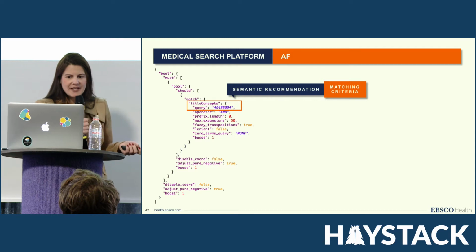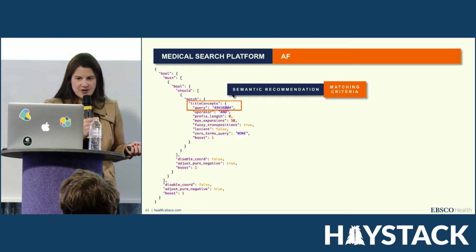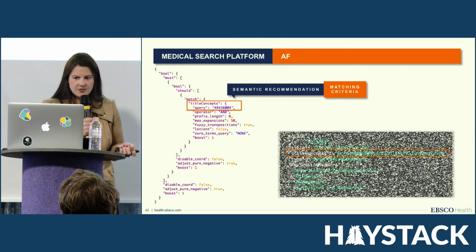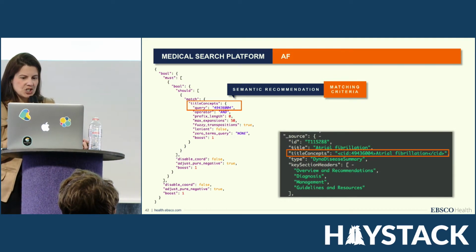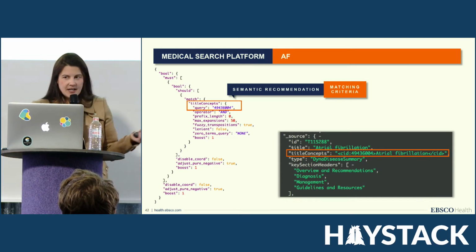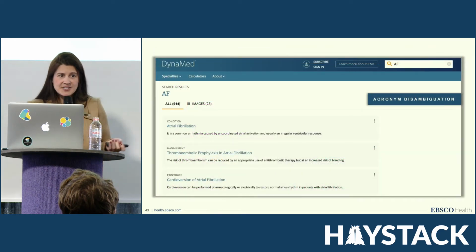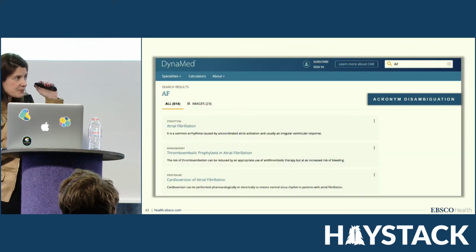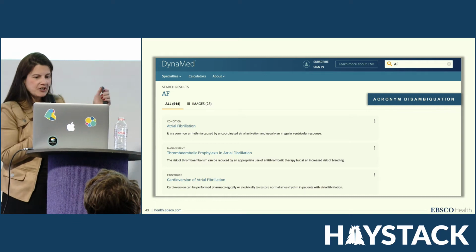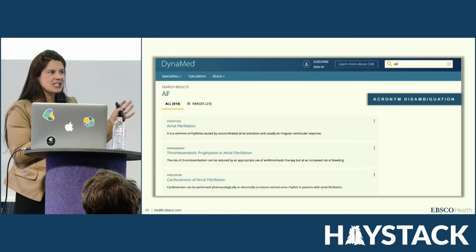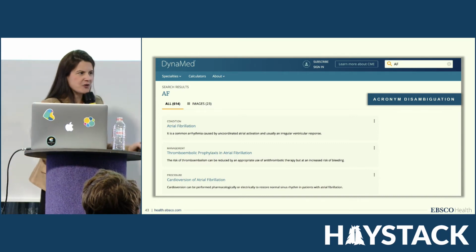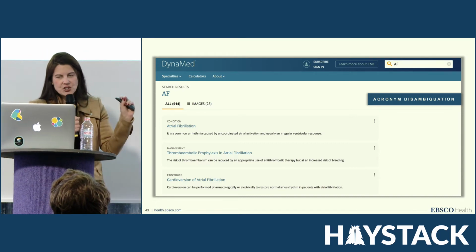So here is the semantic recommendation being used as matching criteria for the title concepts field. And as you can see here in this snippet of my semantically enriched index, I've been able to make that key connection between the acronym AF and, of course, the concept atrial fibrillation. And here are the results on Dynamed. Really what's predominantly viewable here is that we've disambiguated this acronym. I no longer have 16 concepts creating this massive amount of recall. Instead, I have the precision that I've been looking for.